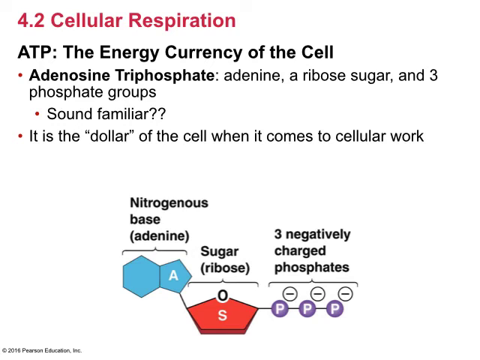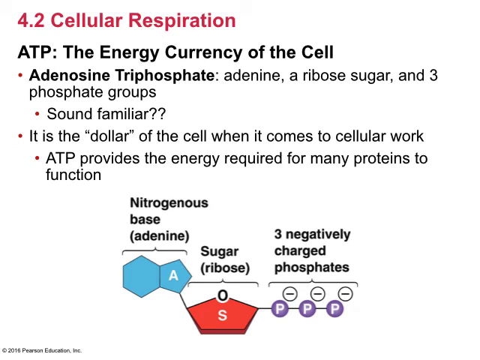When a cell needs energy to perform a chemical reaction, to get over that hill, over the activation energy, it can't use a carbohydrate, it can't use a protein. It's like trying to pay with Indian rupees. It has to use ATP. That's the dollar of the cell. So ATP provides the energy required for most proteins to function.